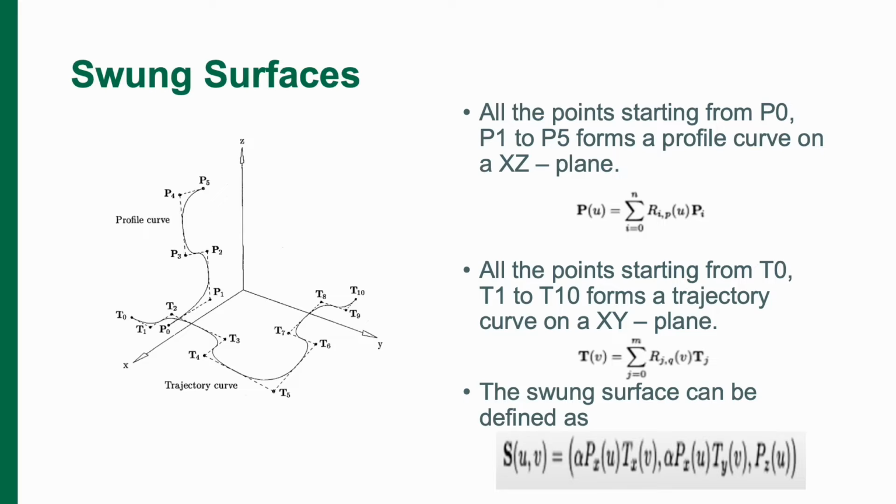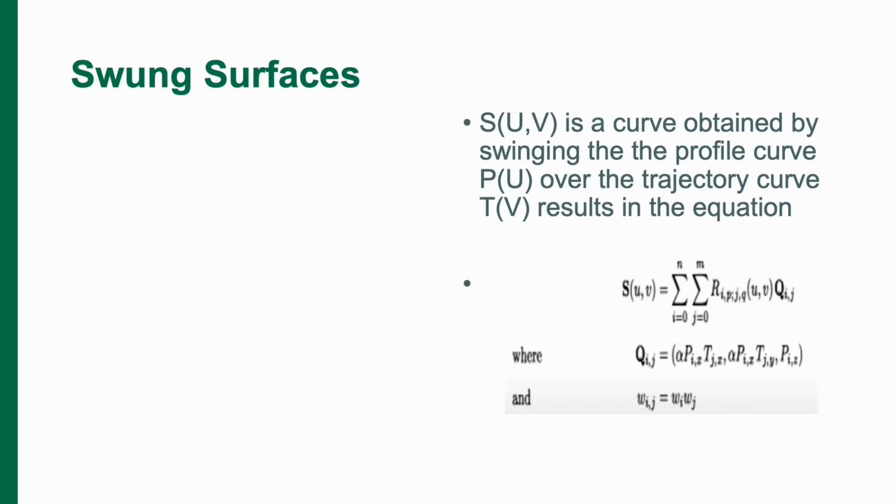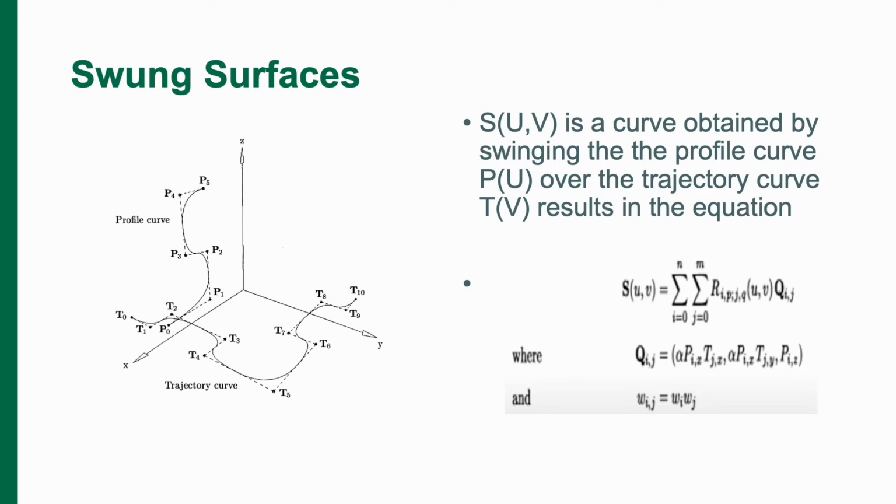And the swung surface can be defined as S(u,v) = alpha into Pz(u) Tx(v), alpha into Px(u) Ty(v), Pz(u), where alpha is an arbitrary constant. So moving on, the swung surface S(u,v) is a surface obtained by swinging the profile curve P(u) over the trajectory curve T(v), resulting in the equation S(u,v) = summation over i and j of Ri Pj Q(u,v) Qij, where Qij is alpha, the formula which I mentioned before, and alpha is an arbitrary constant.